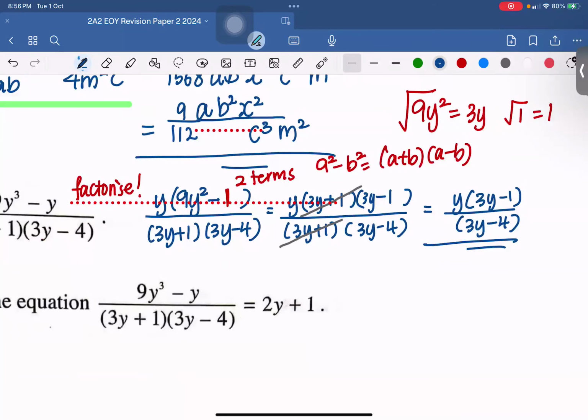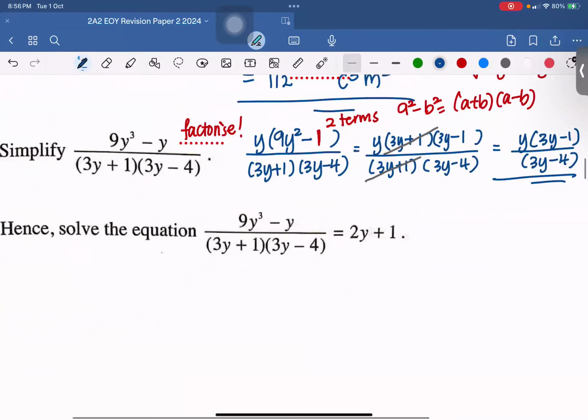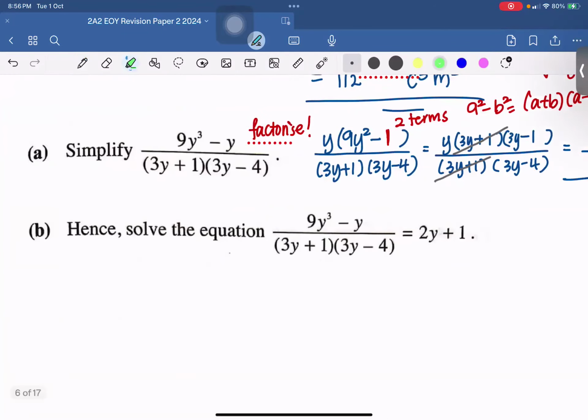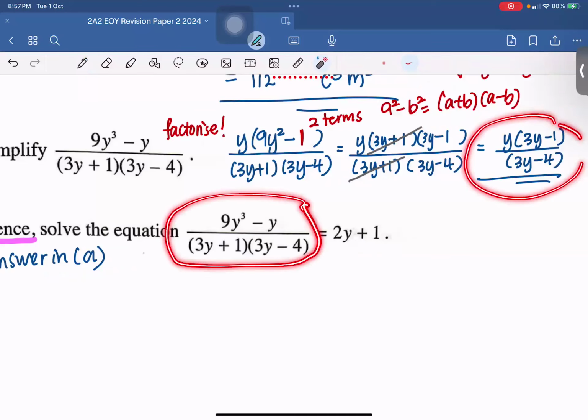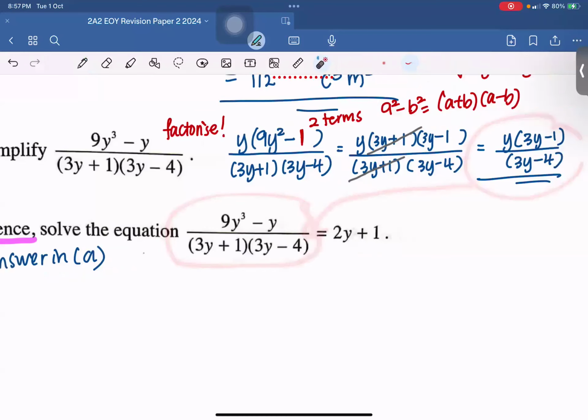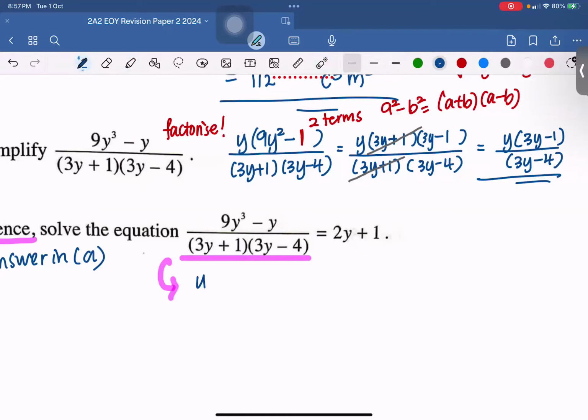Now the question says hence. Hence means use what? The answer from the previous question for the next question. Use the answer in part A. So this whole portion is the same. I replace this whole thing by y over 3y minus 1.